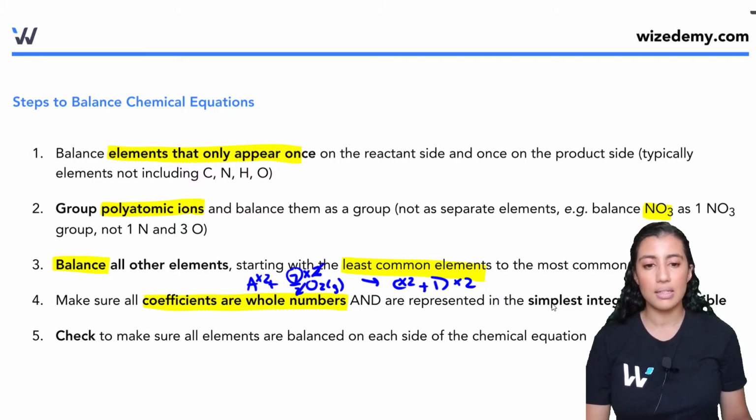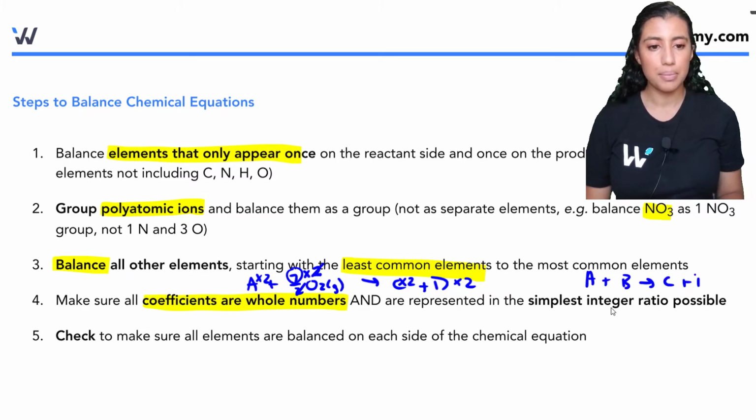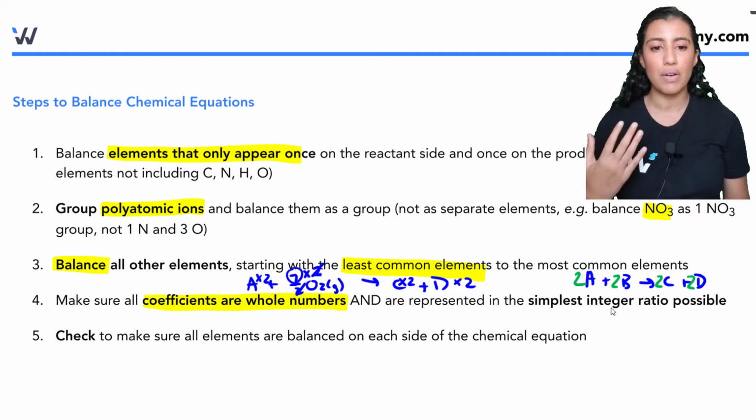The last thing is you want the simplest integer ratio possible, or in other words, you want to have the lowest numbers in your balanced chemical reaction. So let's use the A, B, C, D example again. And let's say all of these are 2. So I balanced it. I think I got a good answer, but they're all 2. That can actually be simplified further if I was to divide each of those by 2, since 2 can go into every single one of those.